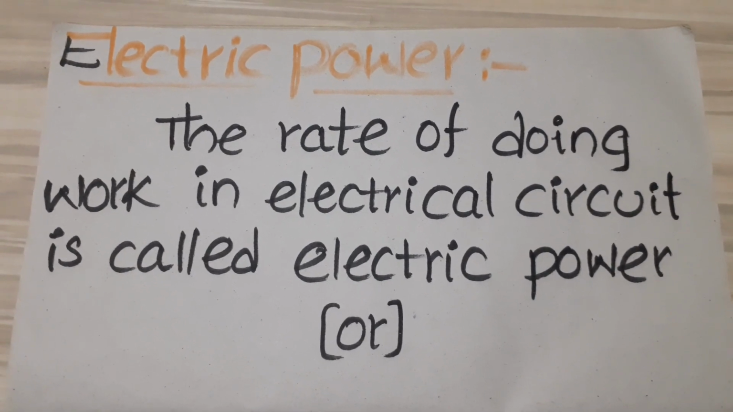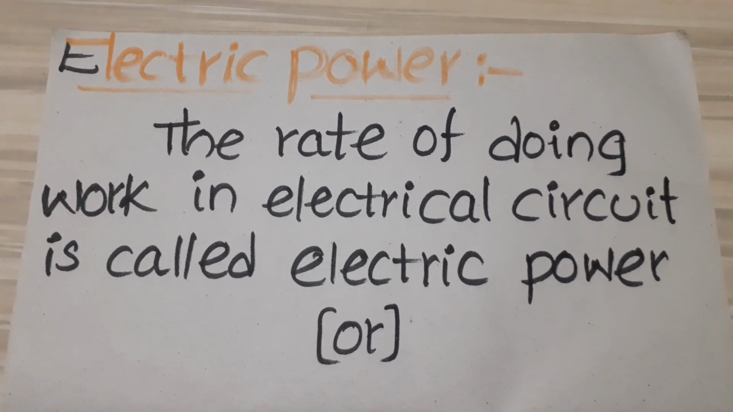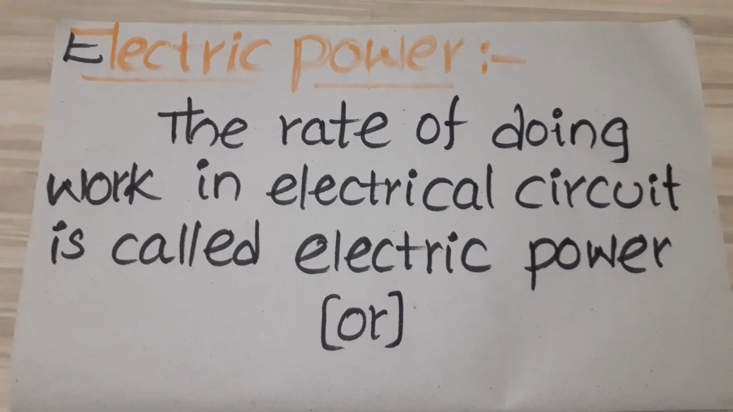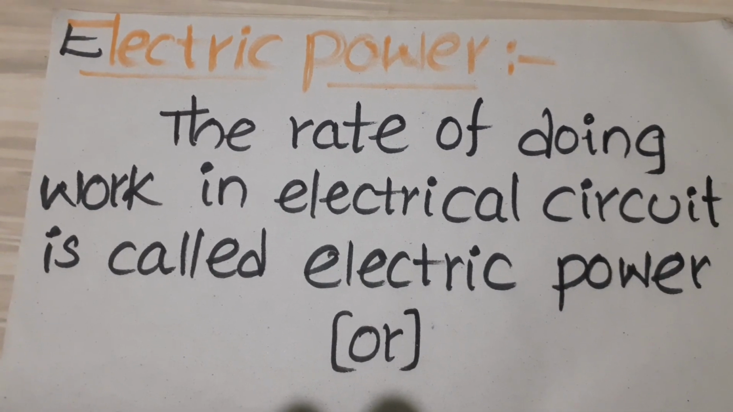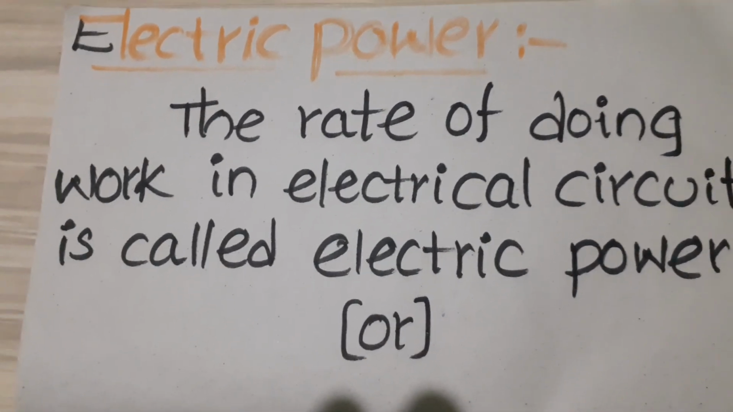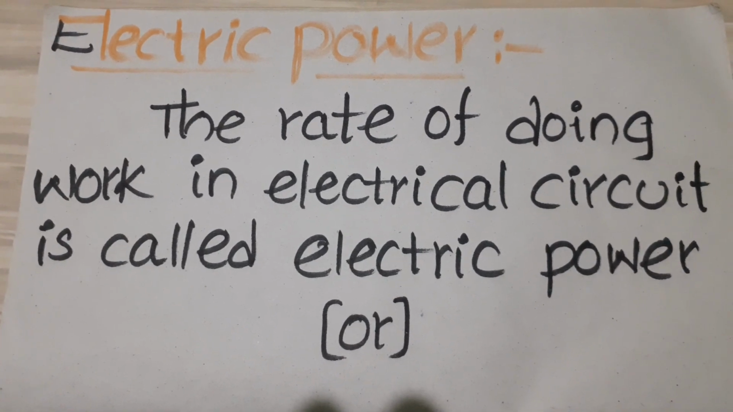Students, this is the last topic in this chapter, electrical power. So what is the meaning of power? The meaning of power is energy or capacity. So the basic definition of electrical power is the rate of doing work in an electrical circuit.